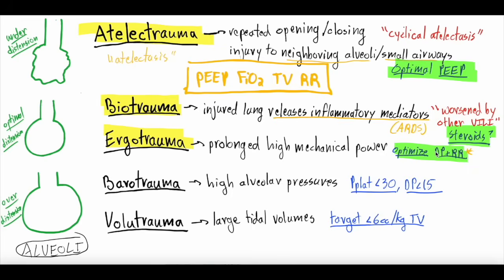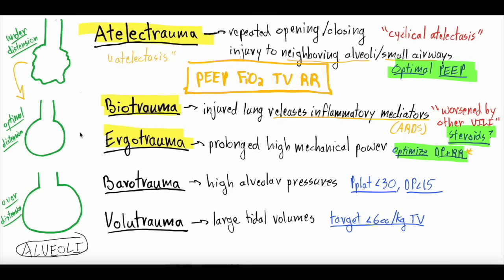So we talked about now for underdistension, atelectrauma, which is that repeated opening and closing of an underdistended alveolus that leads to injury of that, but also injury to neighboring alveoli and small airway. And what you want to do is try to optimize the PEEP best you can to have this underdistended alveolus become optimally distended.